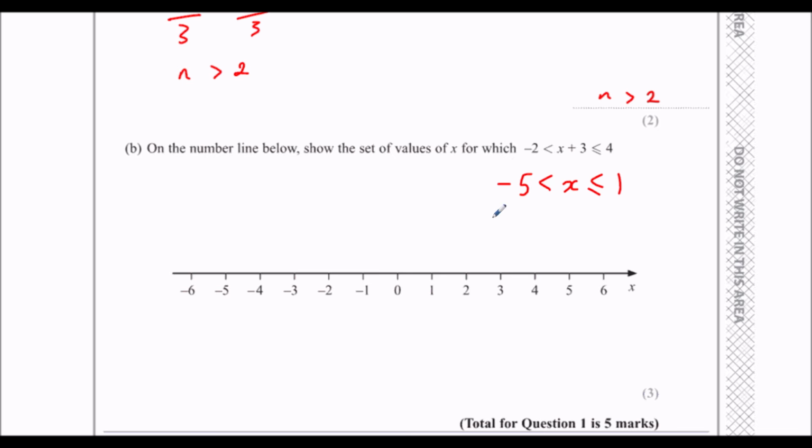So we're going to have a circle at negative 5, a circle at 1, a line between them. And if it can equal the number, we need to colour in the circle. So it can equal the 1, so we'll colour in the circle at 1.